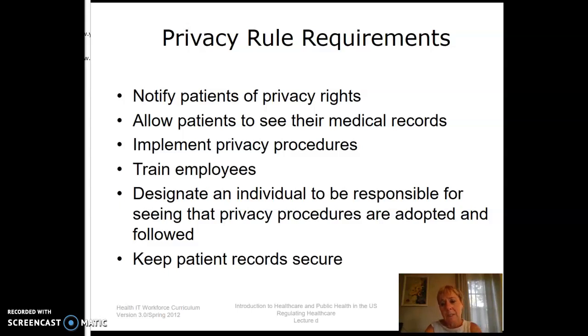So one of the videos that you're going to be watching this week is just a little comedy parody of the role of the HIPAA compliance officer. But if you look at that, everything in that video covers everything in these rule requirements. But they are responsible for seeing that privacy procedures are followed.